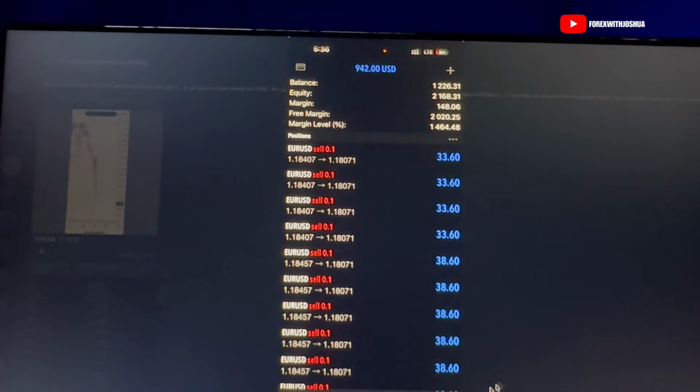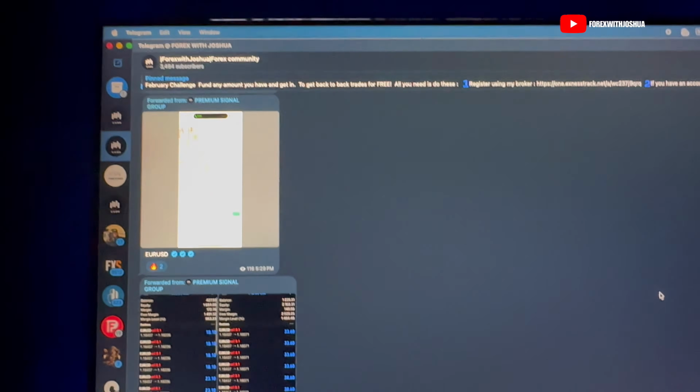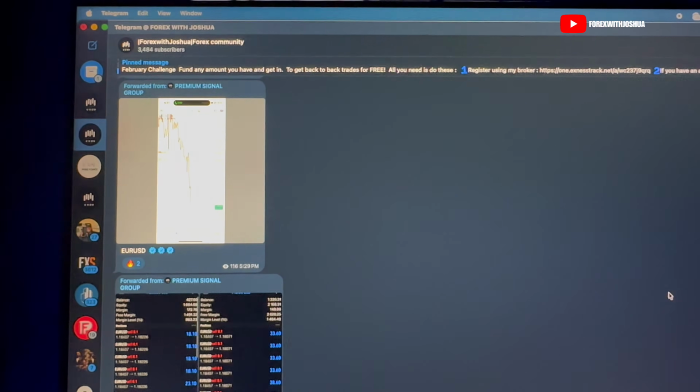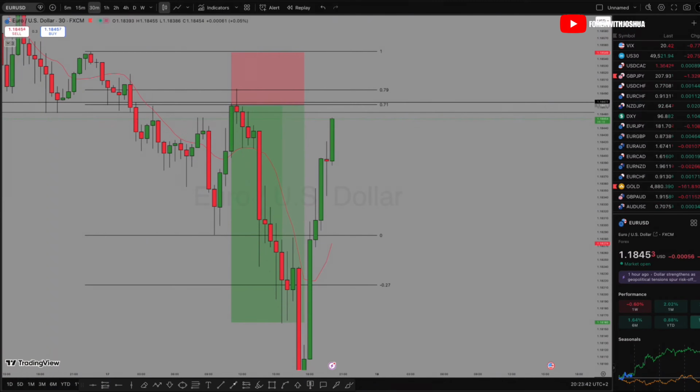So I'll be breaking down the market, showing you guys what exactly I was looking for in order for me to look for such setups and entries. So without further ado, let's jump into the market breakdown.